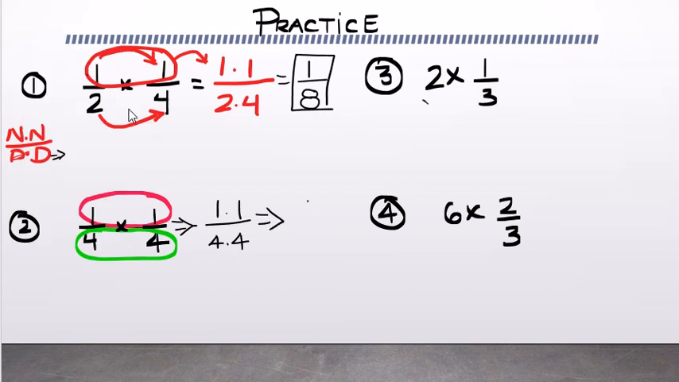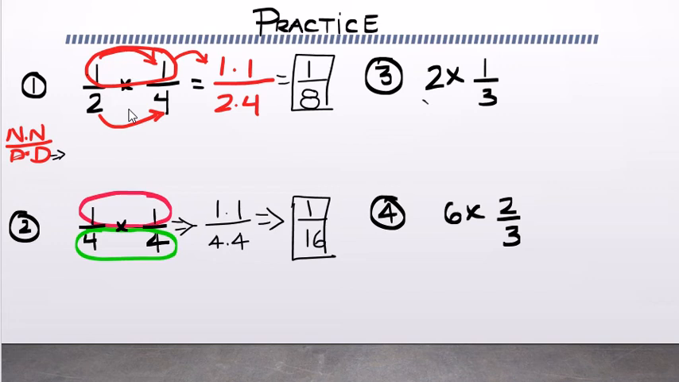1 times 1 is 1. 4 times 4 is 16. So if you're new to fractions, one day you will jump from here to here. You will start seeing it. When you multiply fractions, it's numerators times numerators and denominators times denominators.